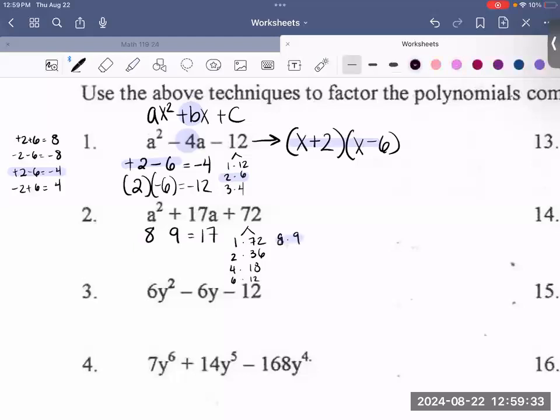This is a positive 17, so they both have to add together to make positive 17. And if we multiply them together, both positives will make a positive 72. So once you find what works, we're going to insert them in. And I just noticed I put X's here. I have a very bad habit of just using X. I apologize. So with the variable being A, we have A plus 8 and A plus 9.